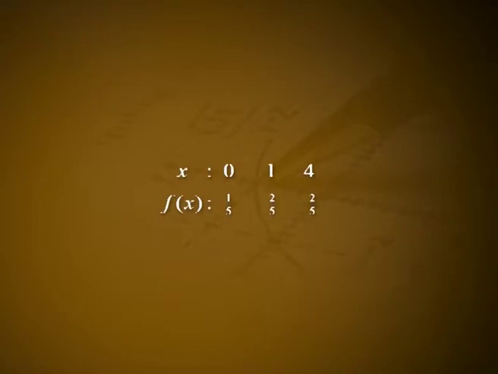Problems. Number 1, find the distribution function F(x) of the random variable X with the following probability distribution. The values of x are 0, 1 and 4, corresponding to f(x) values 1/5, 2/5 and 2/5. Solution. For the random variable X, the possible values are 0, 1 and 4.